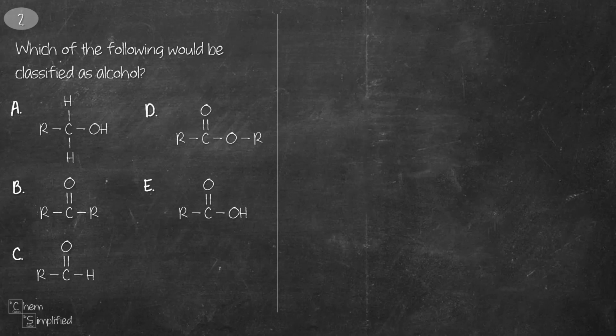This next question is asking us to identify alcohol. Alcohol is an organic compound that has a functional group called hydroxyl, which is OH. So basically, we're looking for a compound that contains OH. The option that fits this criteria will be A. E is not the option because E is a carboxylic acid because it has an additional C double bond O attached to the OH. For it to be an alcohol, the functional group has to be just OH.